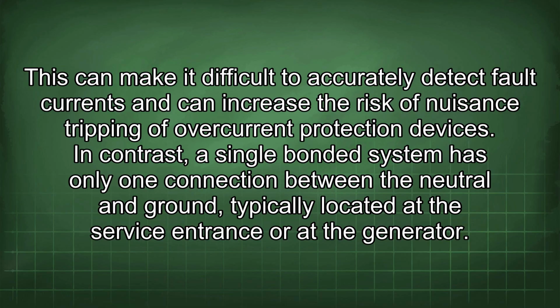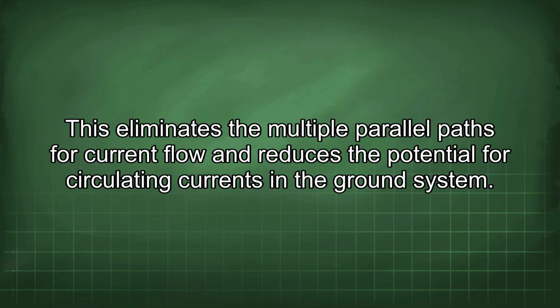overcurrent protection devices. In contrast, a single bonded system has only one connection between the neutral and ground, typically located at the service entrance or at the generator. This eliminates the multiple parallel paths for current flow and reduces the potential for circulating currents in the ground system.